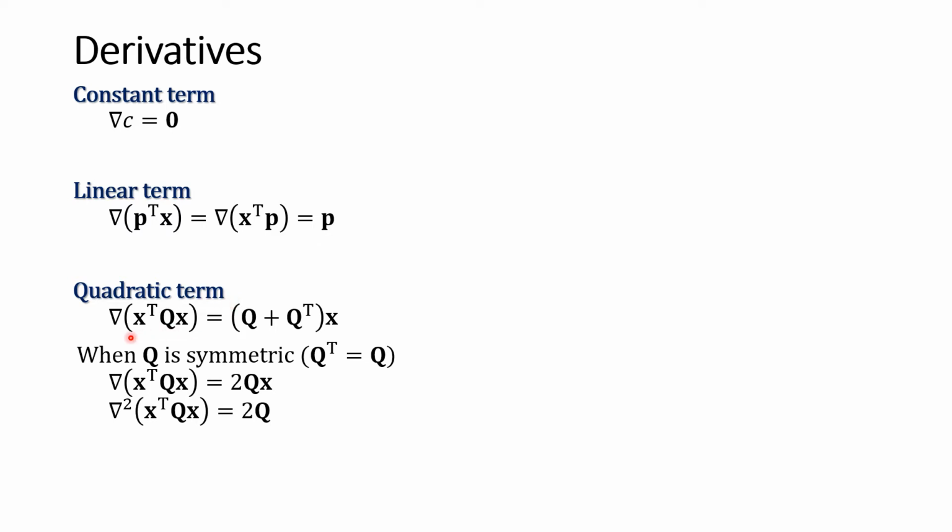For a quadratic term, del x transpose Qx equals Q plus Q transpose x. Now, when Q is symmetric, Q transpose equals Q, whence this expression reduces to del x transpose Qx equals twice Qx. And del square of x transpose Qx, that's the Hessian, equals 2Q.